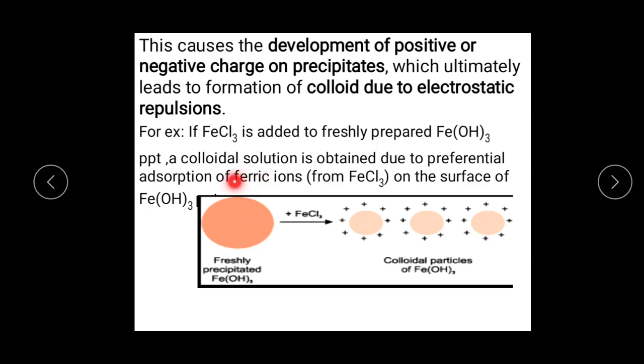See, here we have the ferric hydroxide precipitate, and we add an electrolyte to it which has a common ion with the precipitate. So ferric is common here. What will happen? This precipitate will prefer the adsorption of ferric ions on it, and the precipitate will get positively charged. And when all the particles of the precipitate are positively charged, electrostatic repulsions will be there, and it will convert this precipitate into a colloid.